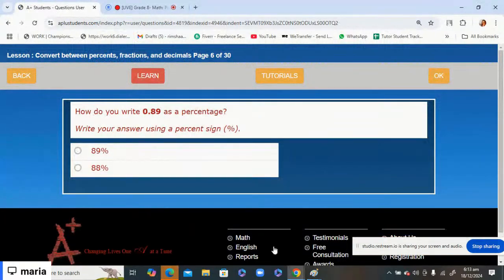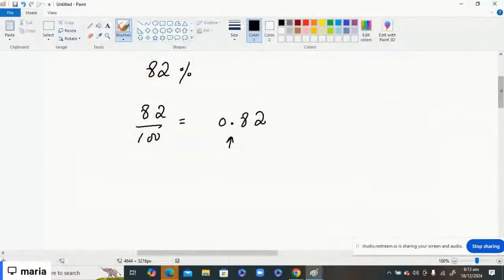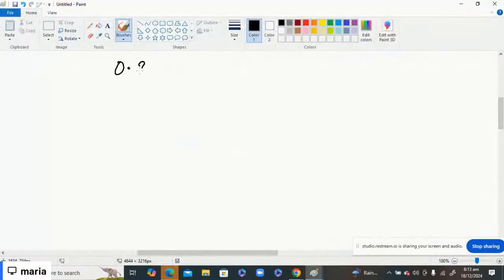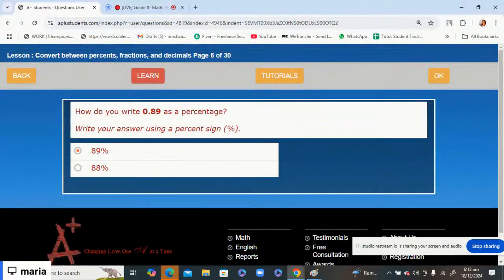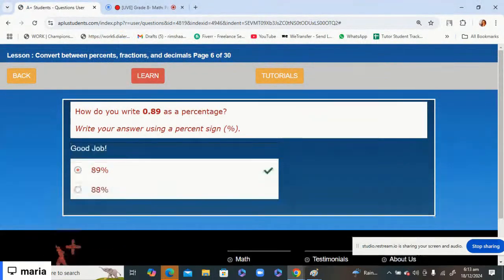How do you write 0.89 as a percentage? Now look, this is the decimal, 0.89. Convert to percentage. 0.89, then multiply with 100, that is 89%. So this is 89%. Let's go with it. And here is the right answer.